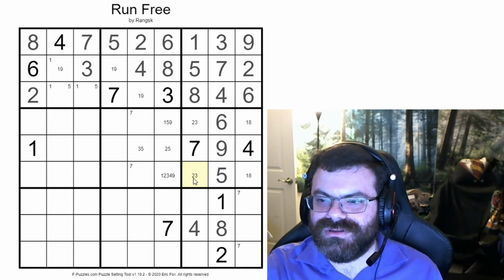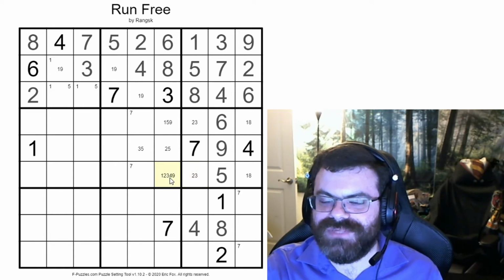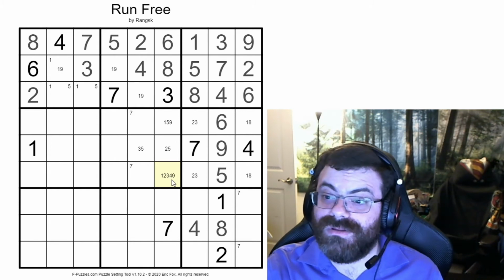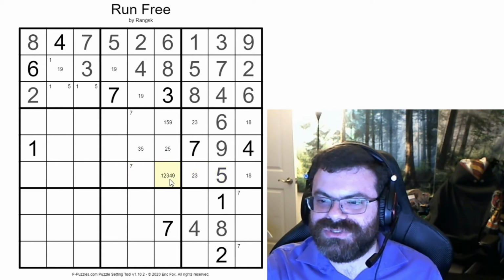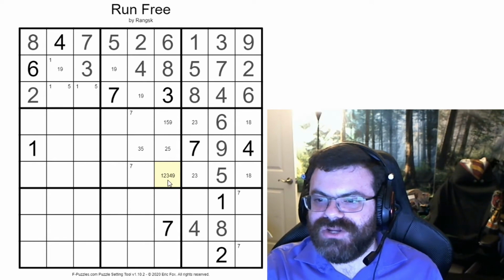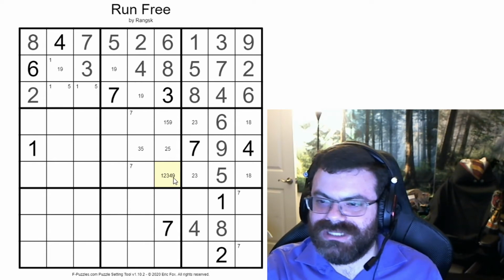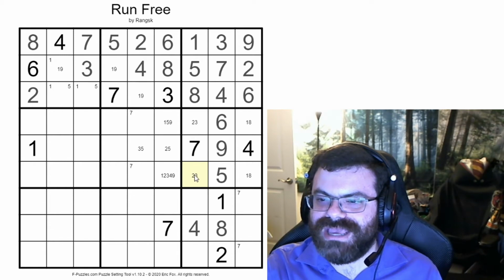So the question we can ask is, can this square be a 2 or a 3? And the answer is no. If it were 2, then this can't be a 2 because of, obviously, the row. And it can't be a 3 because it would be adjacent to a 2. It also can't be a 3 for the exact same reason. It can't be a 3 because it would eliminate the 3 and the 2 from this square.